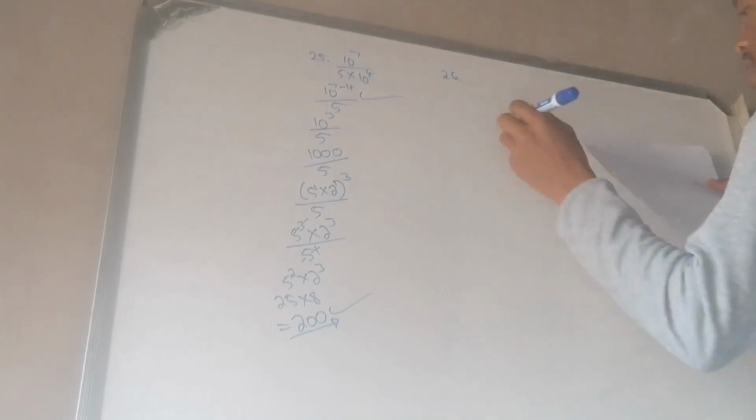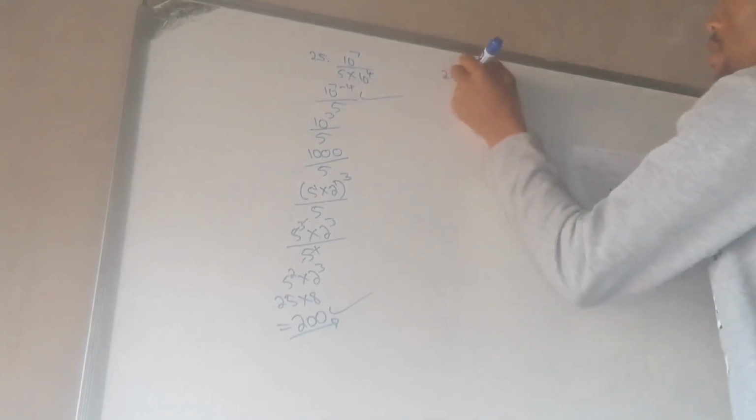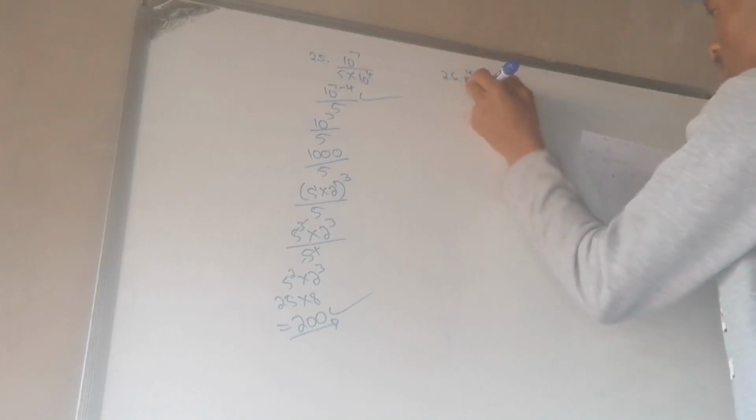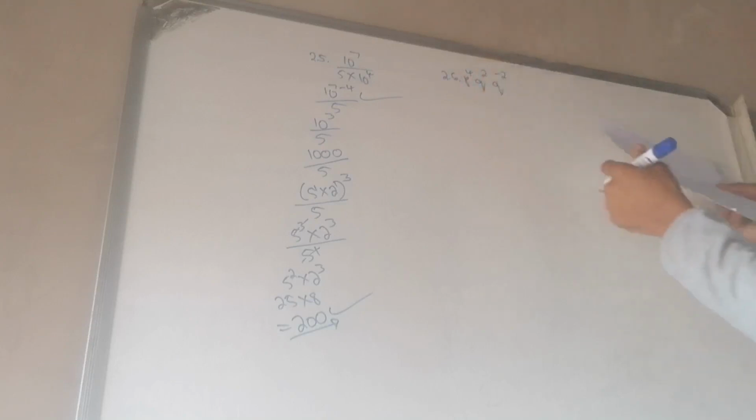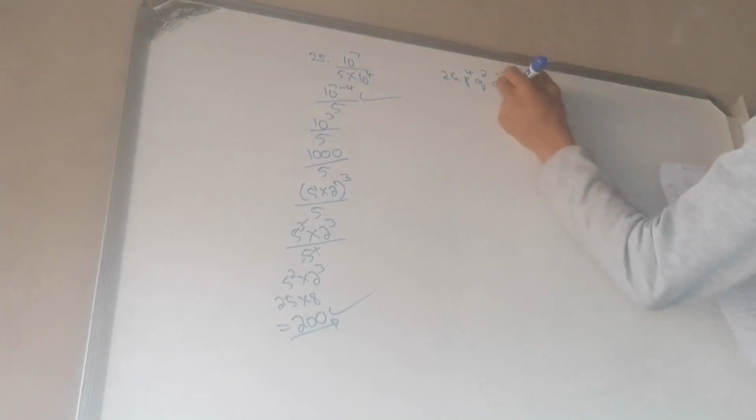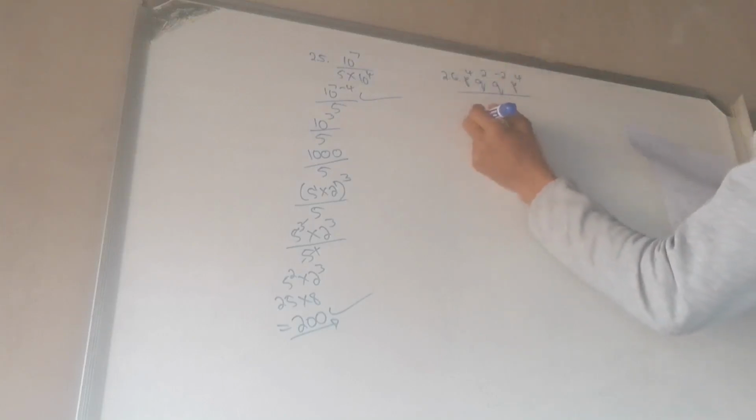To simplify P4 Q squared, Q minus 2, Q minus 3, Q minus 2, all over Q6.